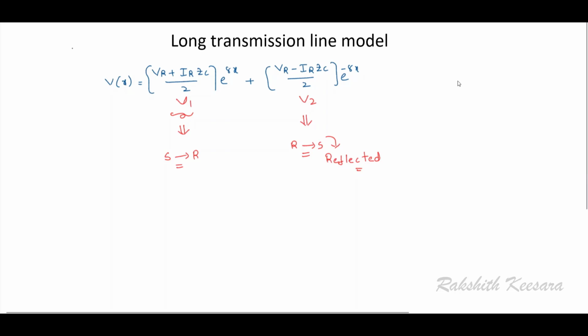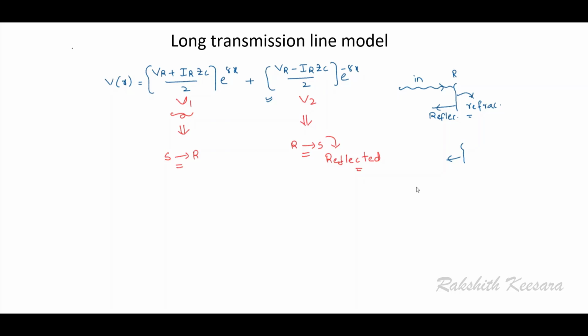So if this is our receiving end, there is a wave traveling from sending end to receiving end, and when it reaches the receiving end, a part of the wave will reflect back and a part of the wave will travel to the load. This is called the incident wave, this is called the reflected wave, and this is the refracted wave, right? So whenever there is a receiving end, the wave partially reflects. This is that wave.